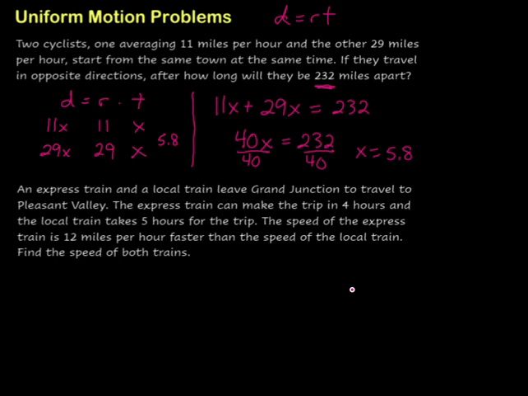Okay. The second one, we've got two trains. An express train and a local train leave Grand Junction to travel to Pleasant Valley. The express train can make the trip in 4 hours, and the local train takes 5 hours for the trip. The speed of the express train is 12 miles per hour faster than the speed of the local train. Find the speed of both trains.